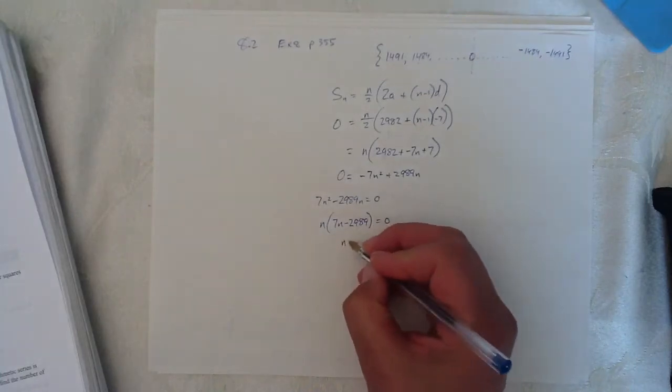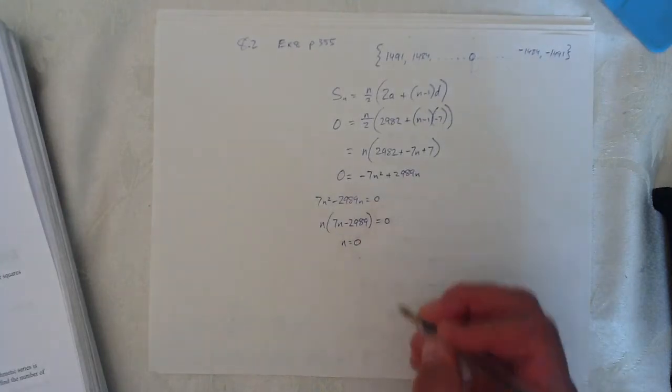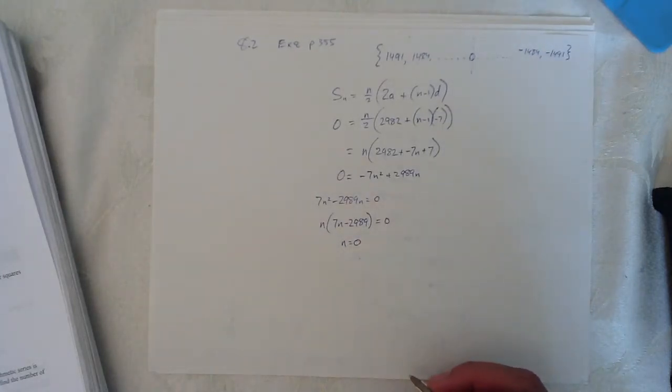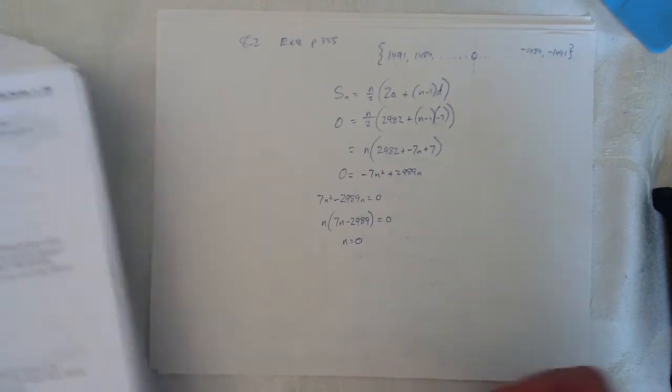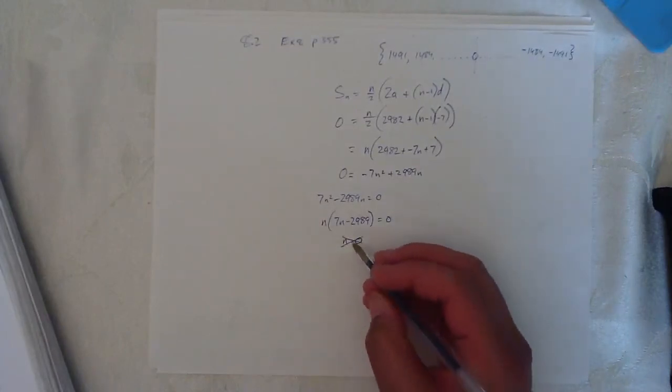So n could equal 0. But that doesn't make any sense. If we had 0 terms, of course, 0 terms would give you a sum of 0, wouldn't it? But it already tells us that we've got terms. It tells us that we have 3 terms, so we're going to reject that one. So, no, n equals 0 we're not going to work with.